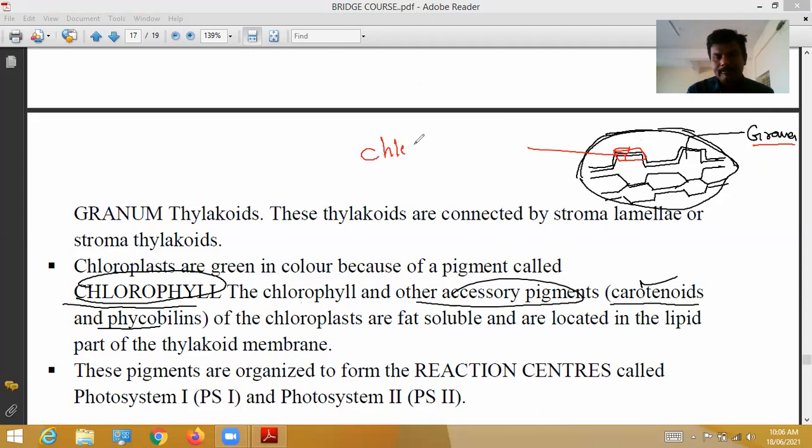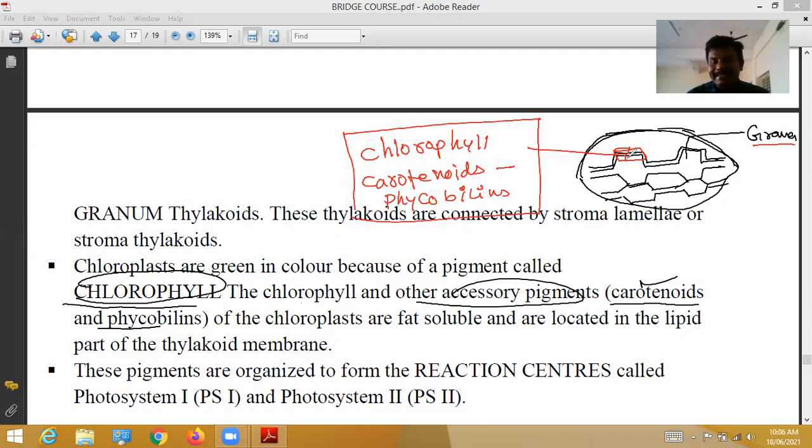Chlorophyll. Chlorophyll pigment and other accessory pigments, that is carotenoids and phycobilins. Okay, so these pigments are located in the lipid part. This is the lipid part of the thylakoid membrane. These are fat soluble pigments. Okay, that's all.